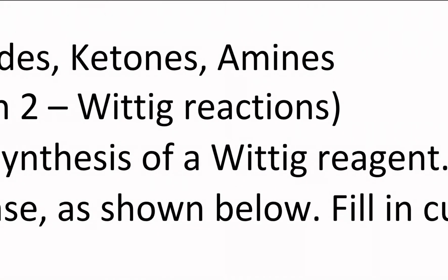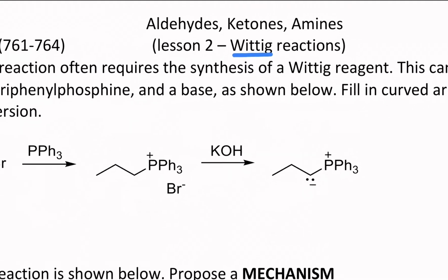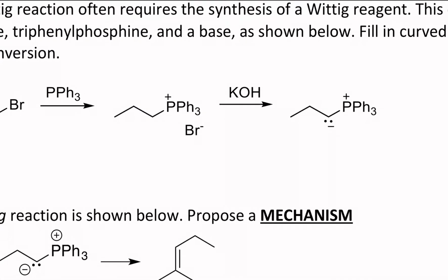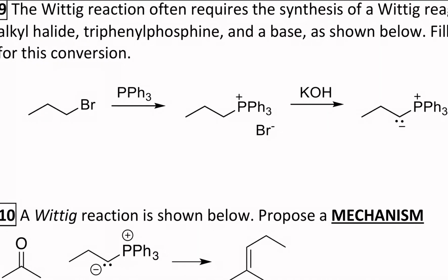Hey there, chemists. In this lesson, we're going to look at how we use what are called Wittig reagents as a way of making alkenes from ketones and aldehydes. These are reagents that were developed by George Wittig, a German chemist who won the Nobel Prize back in the 1970s. And they're made from alkyl halides.